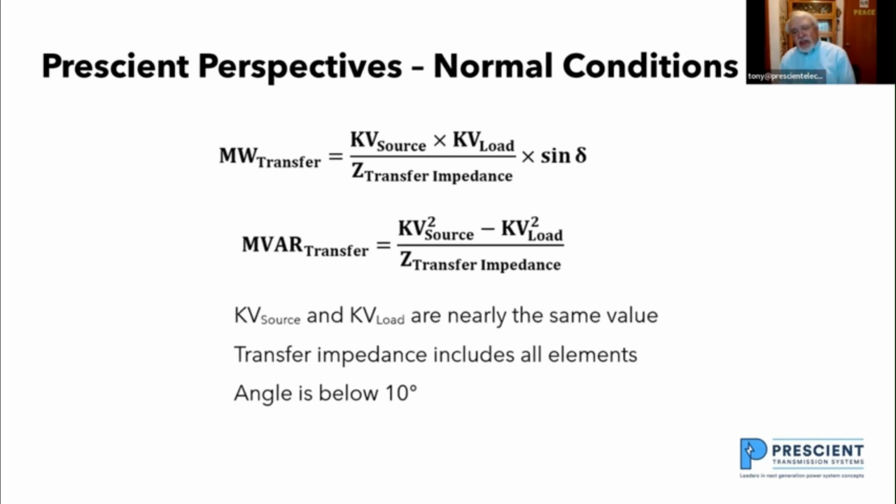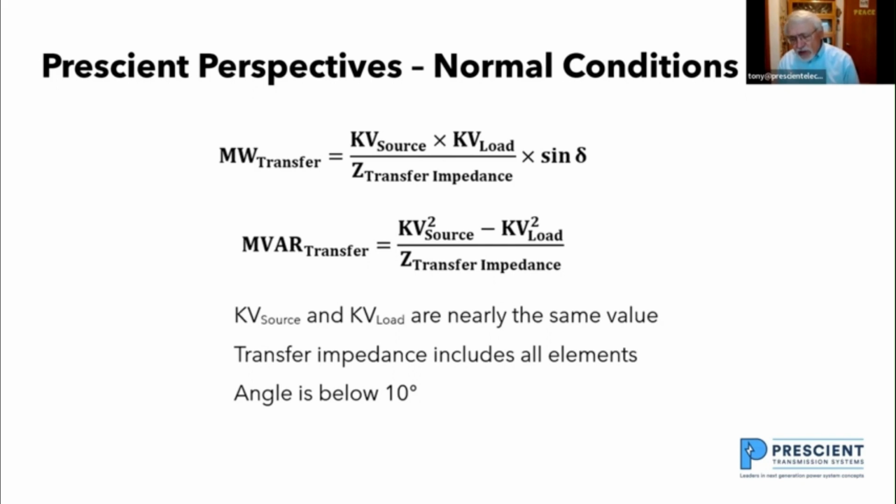The thing that's driving us here is how do you transfer load across a system? If you take all the transfer equations, the megawatt transfer is a function of the source voltage times the load voltage divided by the transfer impedance times the sine of some angle. That angle is typically going to be less than 10 degrees. But the thing of it is, under normal conditions, source voltage is 100%, load voltage is 100%, and I get maximum power transfer capability.